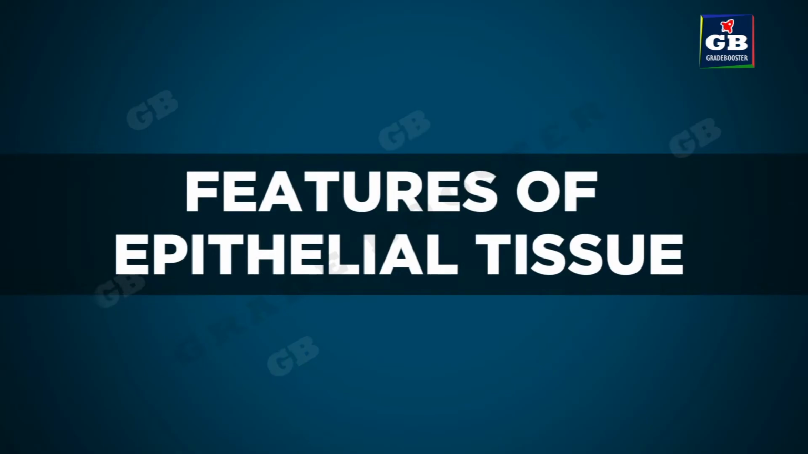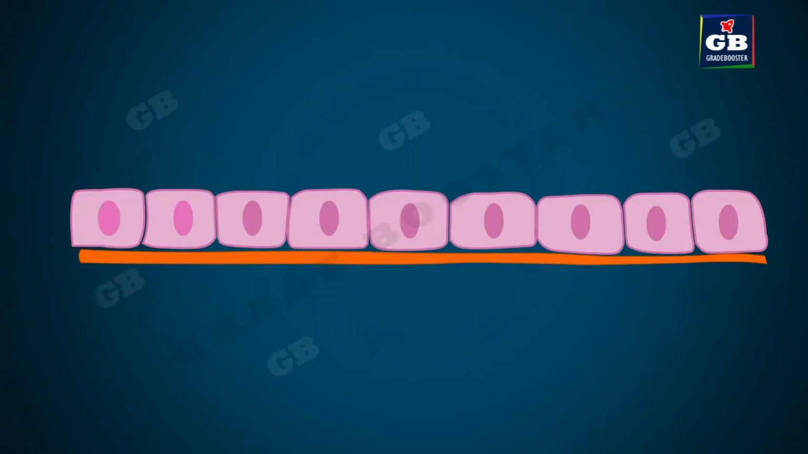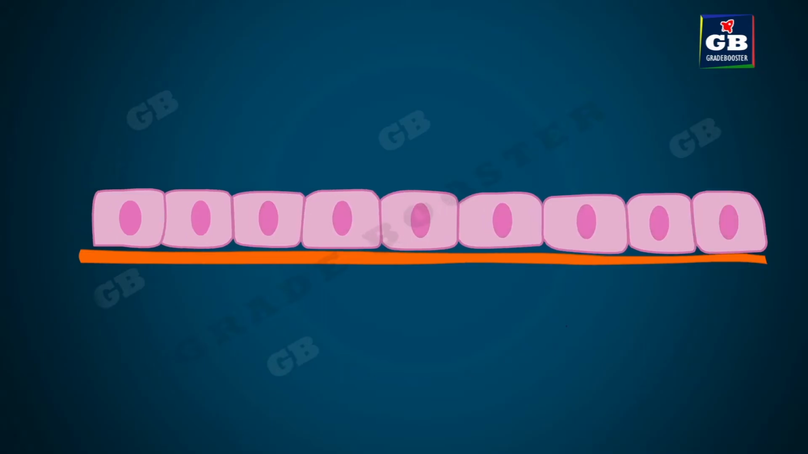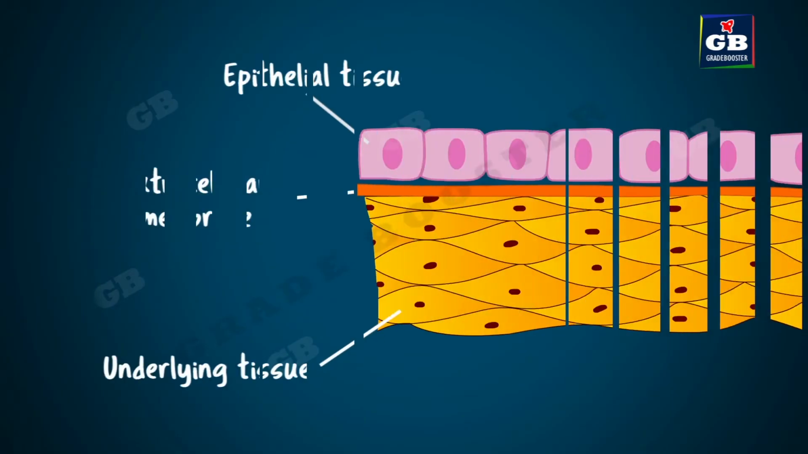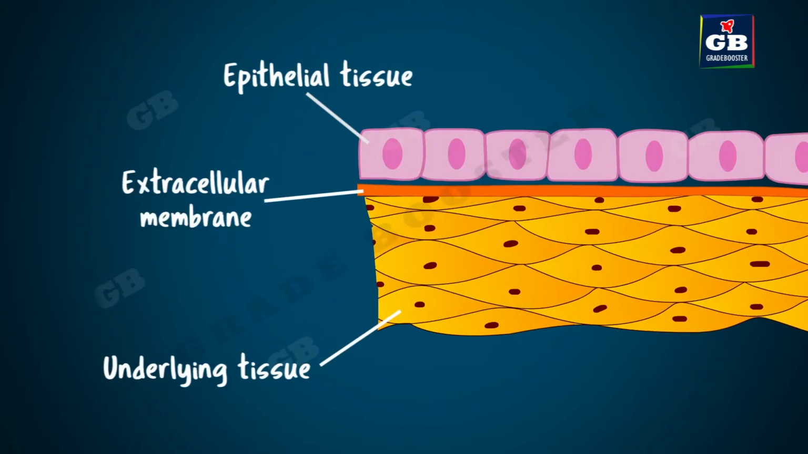Now let us see the features of epithelial tissue. Epithelial tissue is a continuous sheet of cells. They are tightly packed without any intercellular spaces. The cementing material between the cells is also very less. The epithelial tissue is separated from the underlying tissue by an extracellular fibrous basement membrane.